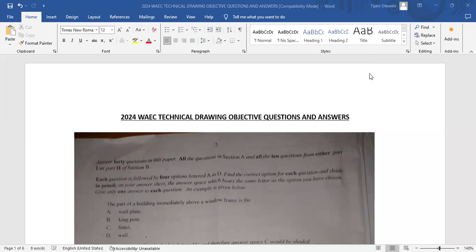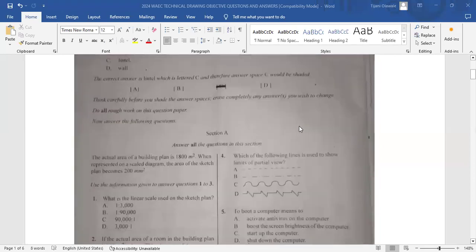So I'm going to provide answers to the questions that we have here, and I'm going to answer the first 30 questions on geometrical drawing and questions 31 to 40 on building drawing only. So without wasting much of our time, let's start.